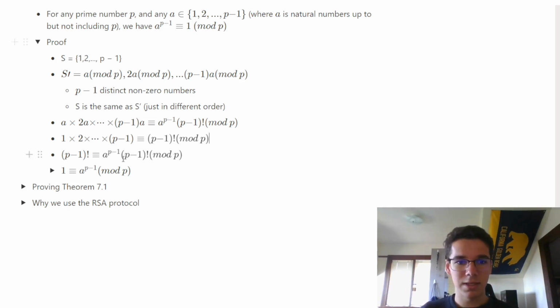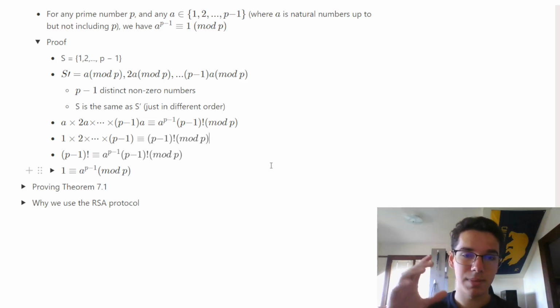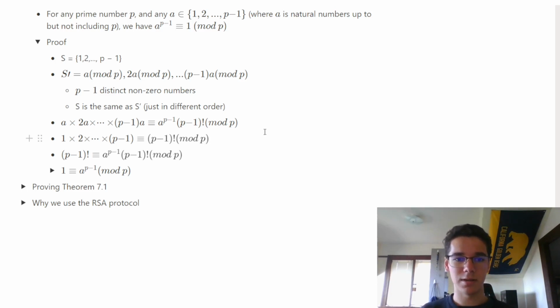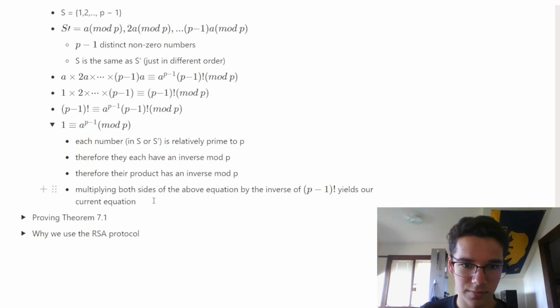And if that's the case, we can take the inverse of p minus 1 factorial, and we know that every number leading up to p has to be relatively prime to p, because p is a prime, so the only number that divides it is 1, and the only common divisor with every number smaller than the prime has to be 1. And because every number is relatively prime, the product of all those numbers is also relatively prime, and if two numbers are relatively prime, then one number has an inverse mod the other, right? So that's sort of explained out here, and because of that, we can take the inverse of p minus 1 factorial, and we get 1 is congruent to a to the p minus 1 mod p.